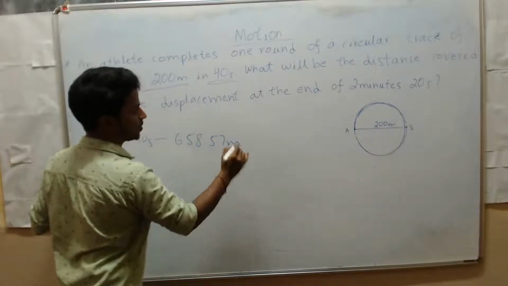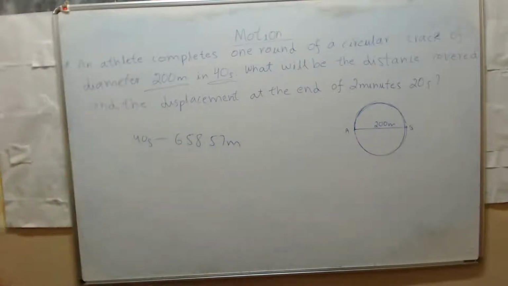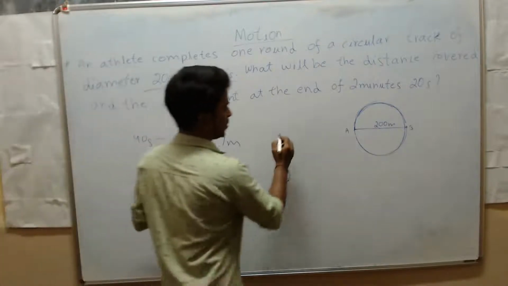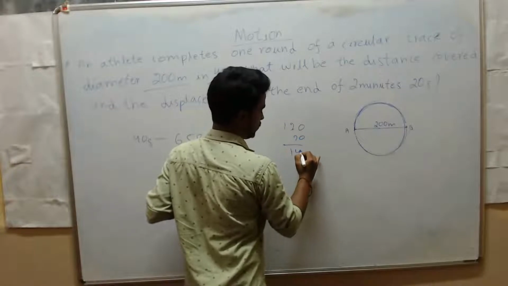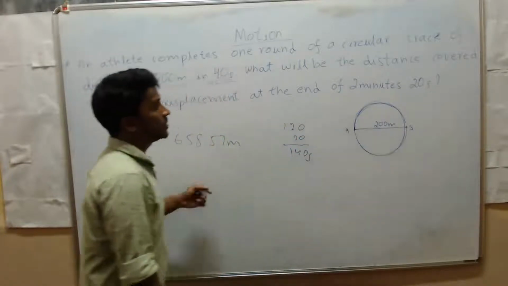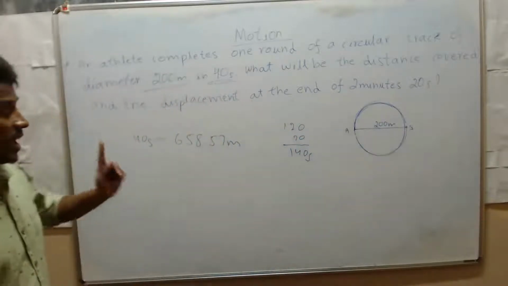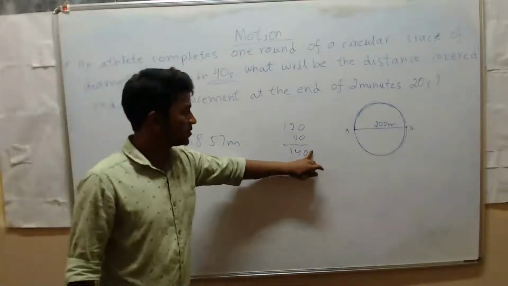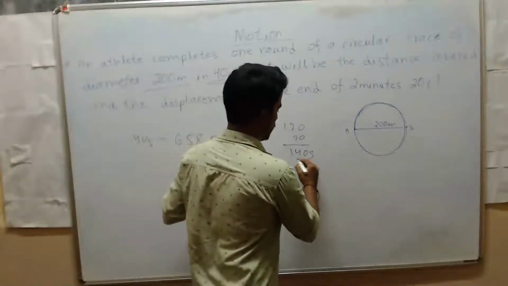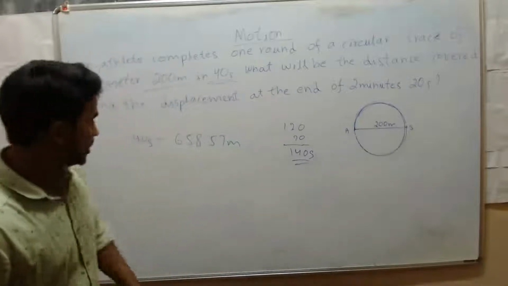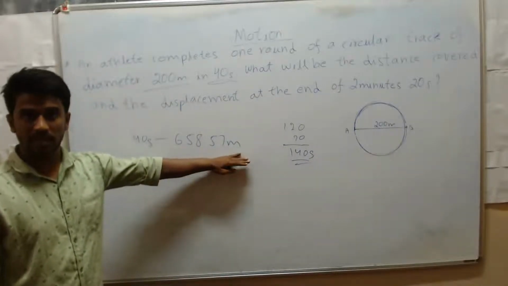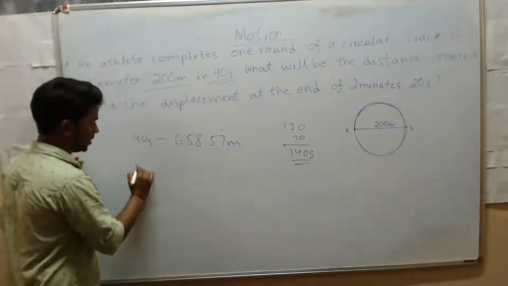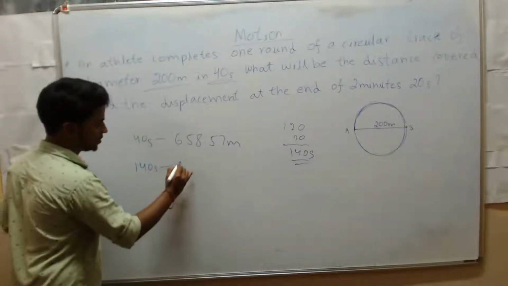658.57 meter. See here, we need the distance at the end of 2 minutes 20 seconds. 2 minutes means 120 seconds, plus 20, so that is total 140 seconds. So what will be the distance covered and displacement at the end of 140 seconds? In 40 seconds, he will cover 658.57 meter. Then what about in 140 seconds?